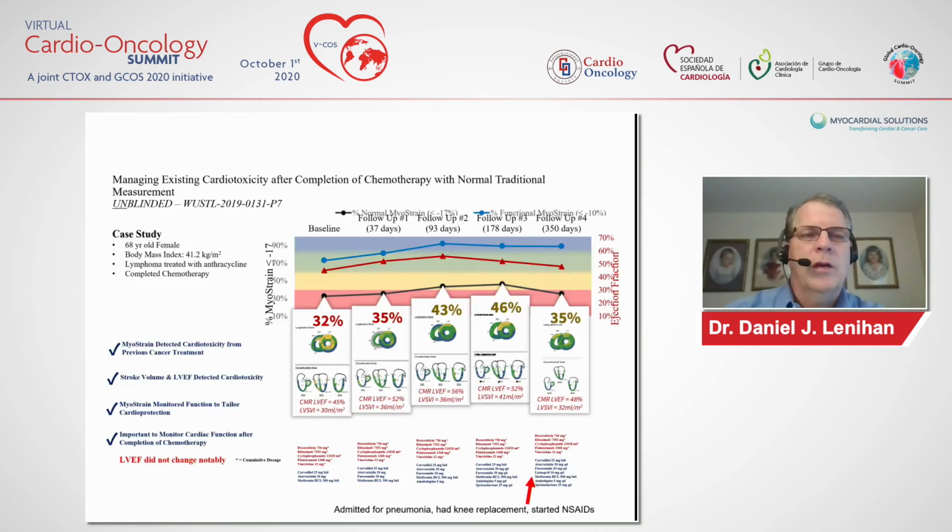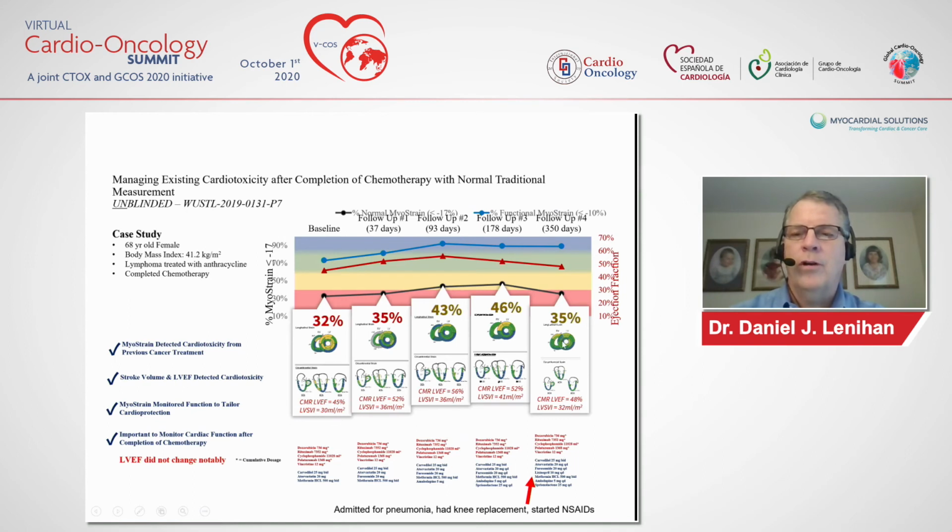In the last case we're going to look at this morning, this was a 63-year-old female with a history of lymphoma that had been treated with anthracycline, and in the middle of her anthracycline-based therapy, she had a baseline LVEF, which you can see here was reduced, and her myostrain was markedly abnormal at 32%. Over the course of the next few months, she had substantial improvement in her myostrain as her heart failure therapy was optimized, and you can see her LVEF normalized.